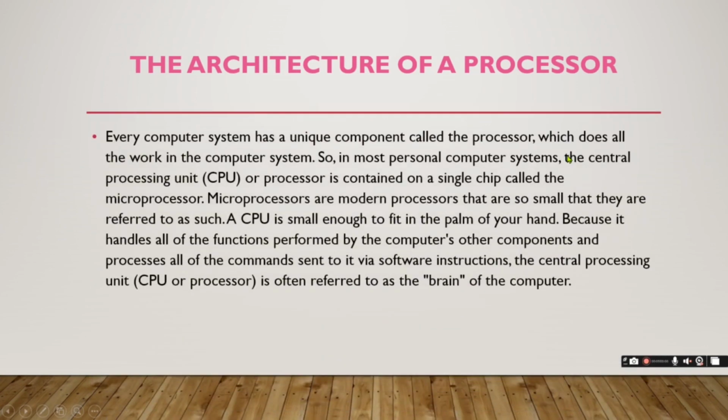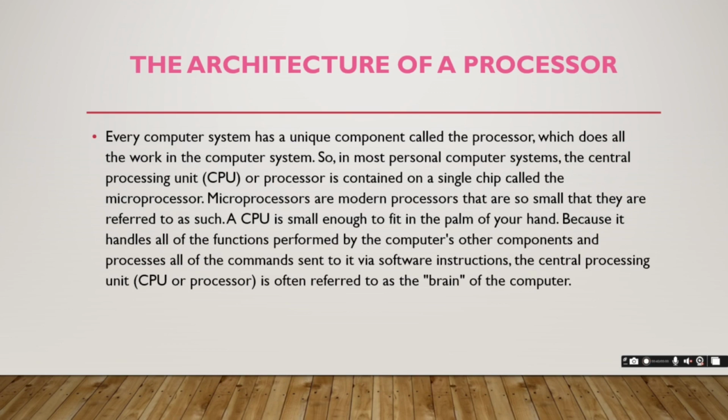Every computer system has a unique component called the processor, which does all the work in the computer system. So in most personal computer systems, the central processing unit, CPU or processor, is contained on a single chip called the microprocessor. Now, microprocessors are modern processors that are so small that they are referred to as such.